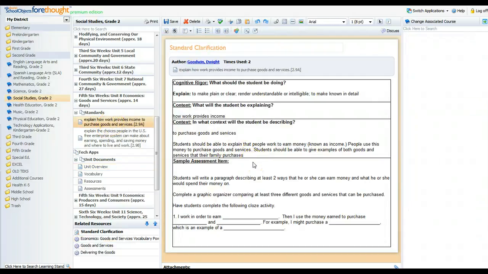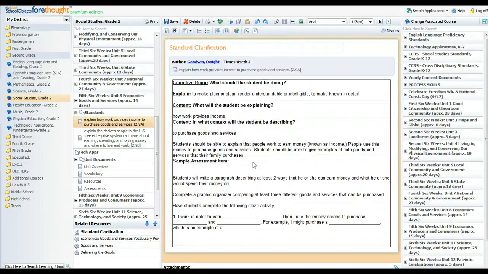Where we started was, we really want to make sure that students should be able to explain that people work to earn money and that this is known as income, that people use this money to purchase goods and services, and students should be able to give examples of both goods and services that their family purchases. I am putting here in the context exactly what you want the students to know.